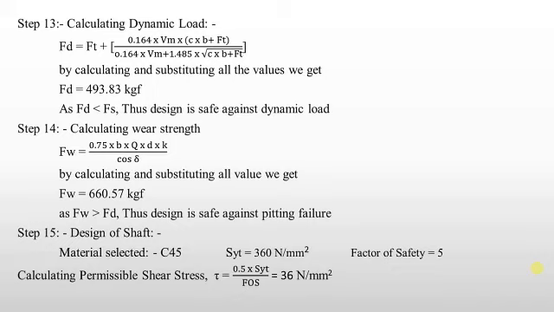Step 15. Design of shaft. Selecting shaft material as plain carbon steel of grade C45 having yield stress SYT is equal to 360 Newton per mm square, and selecting factor of safety is equal to 5. Calculating permissible shear stress tau is equal to 0.5 into SYT upon factor of safety, which gives the value of tau is equal to 36 Newton per mm square.